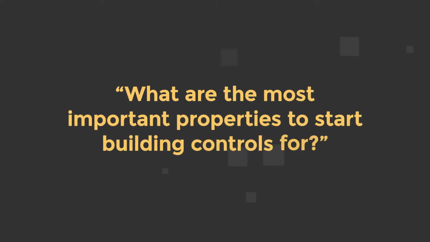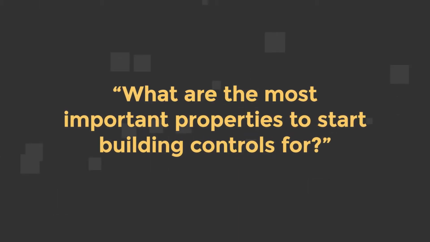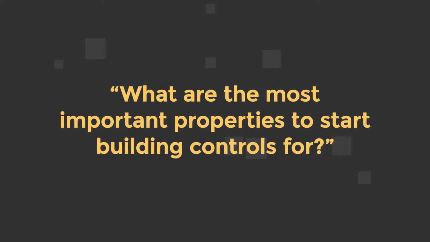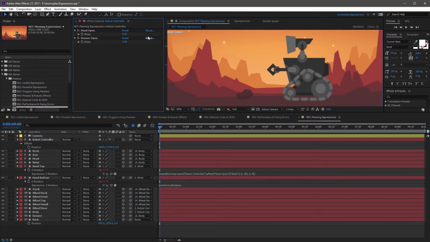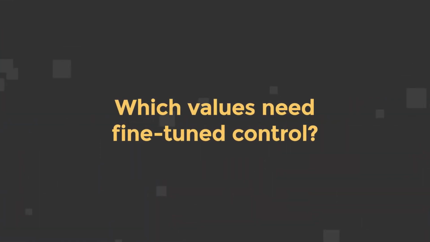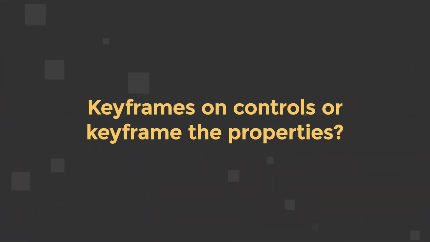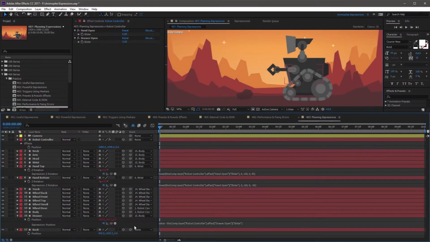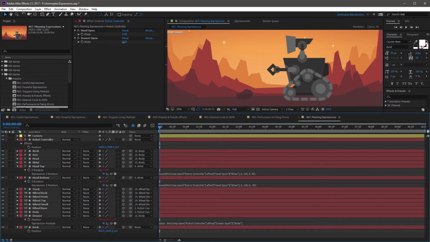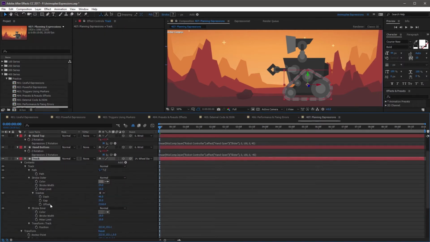Question 3. What are the most important properties to start building controls for? It's always good practice to start with a master control layer that controls an entire composition. Along with the control layer, you may want controls for smaller components. What are values that will need the most fine-tuned control? Should a control be keyframed instead of keyframing the property directly? Sometimes it's easier to grab a layer in the viewport and move it instead of changing position values on a slider. Evaluate this for each and every control and trim extra controls where possible.